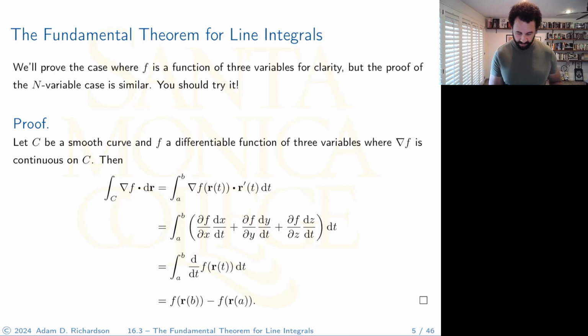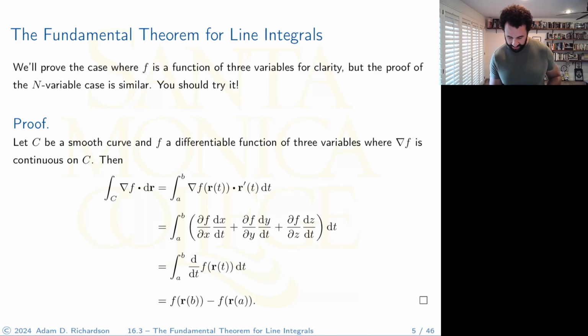Right, here's the proof. Let C be a smooth curve and let f be a differentiable function of 3 variables, we'll say, where the gradient of f is continuous on that curve C. Then we want to compute this integral right here. And by substituting in our parameterization of the curve, we can re-express the integrand like so.